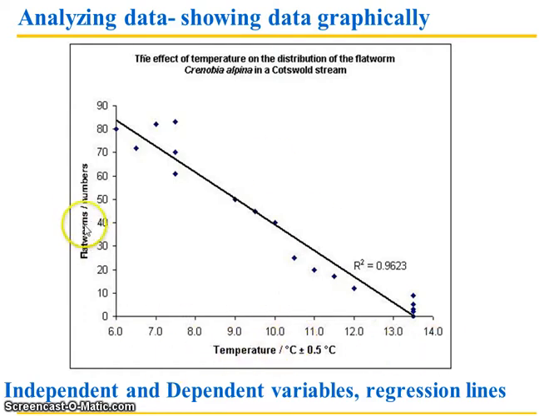The dependent variable depends on the independent variable. So the number of flatworms is based on the temperature. So they've plotted that graphically. Each of these points is a data point. So you see the temperature was about 6.7, and the number of flatworms there is about 72. So we have this grouping of data graphed.